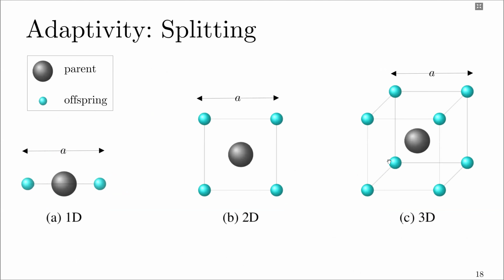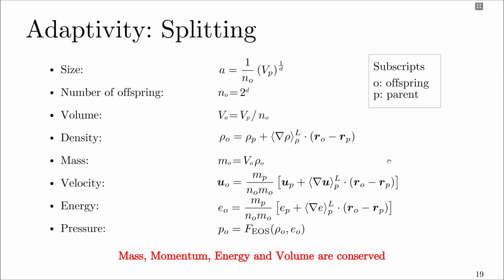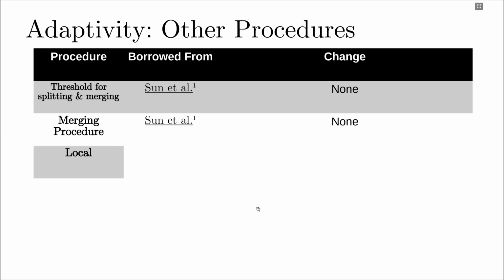So this is how the splitting works. In 1D, a particle splits into 2, in 2D into 4, in 3D into 8. The size A is given by this expression. The number of offspring depends on the dimensionality of the problem, given by this expression. Once we have that, volume is equally divided, density is linearly interpolated. We have volume and density, then we have mass also. Velocity is linearly interpolated, and then we have a correction term. This correction term ensures conservation. Same for energy, and then we get the pressure from the equation of state.